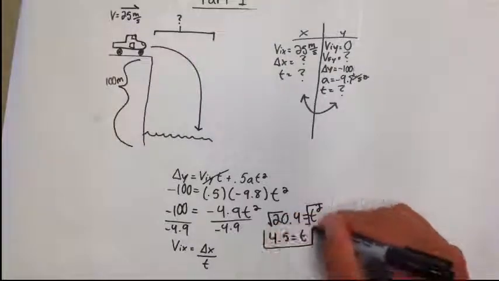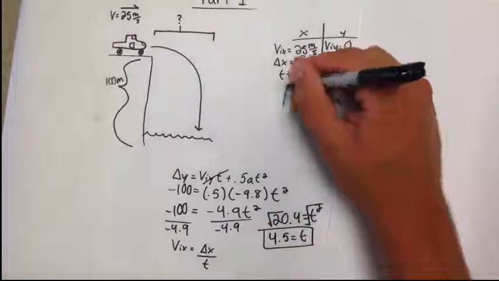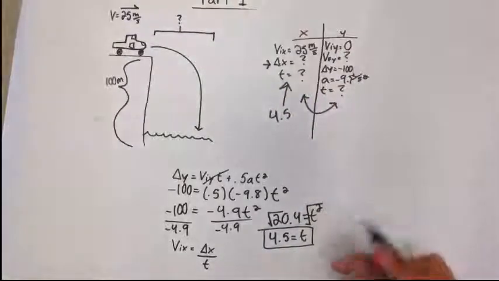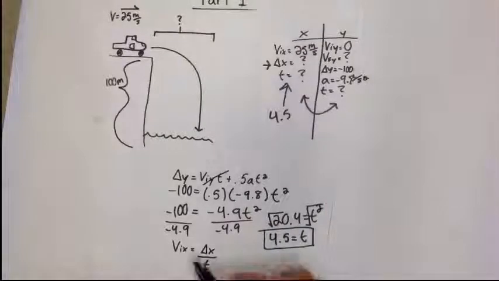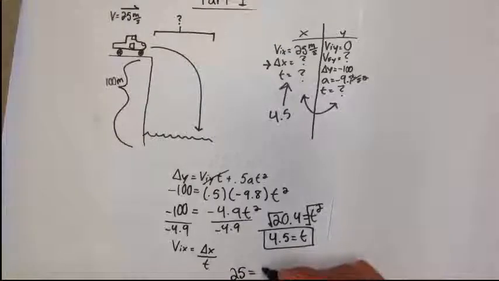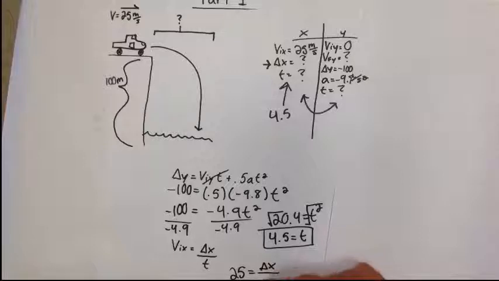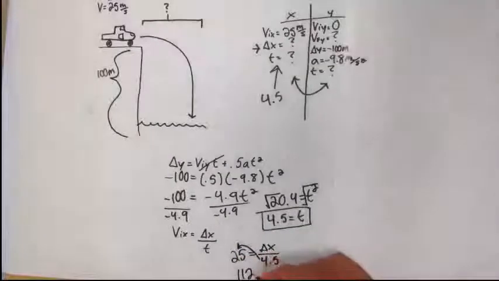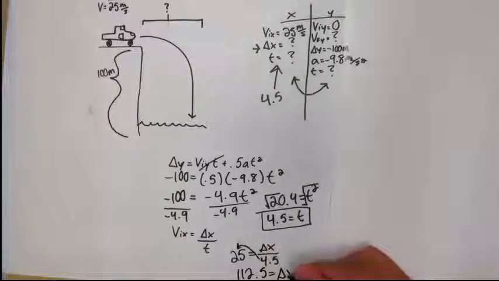Having solved for time, we can now use that in the x to solve for the delta x. As you may know, speed equals distance over time, which means velocity equals delta x over t. Using a simple math technique, we can know that 25 equals delta x over t, which is 4.5. We multiply 4.5 by 25 and get 112.5 equals delta x.